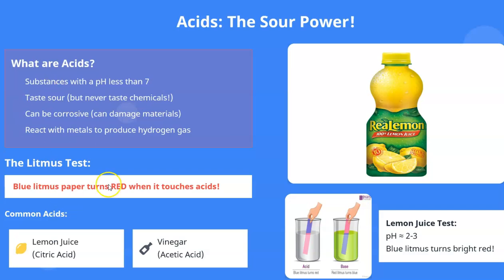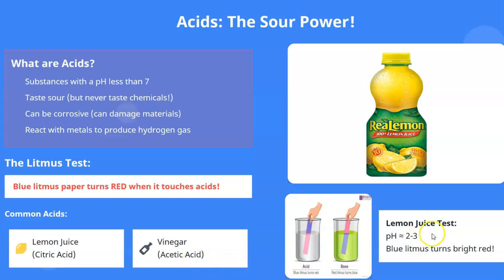Anyway, blue litmus paper turns red when it touches acids. So let's repeat that so we don't forget. Common acids: we have lemon juice, or the citric acid. Vinegar is an acetic acid.